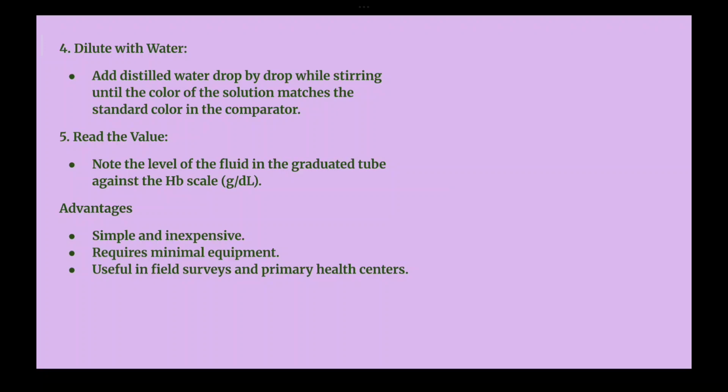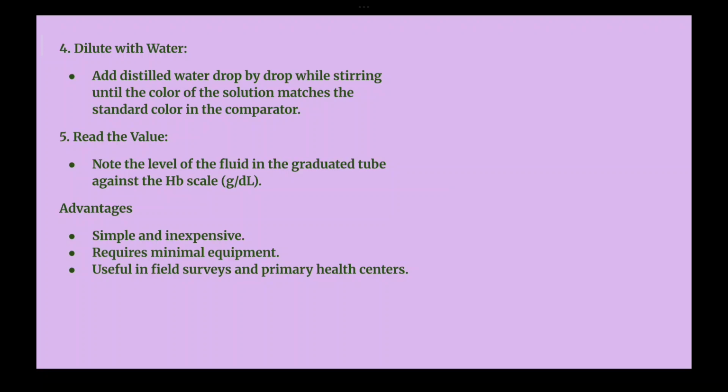Once there is a standard color represented in the comparator, until you get the standard color, you're supposed to keep adding distilled water into the mixture of blood and 10 normal HCl solution. Once you obtain the standard color, compare the amount of liquid inside the graduated tube. The level the fluid is at is the estimation of how much hemoglobin is present in the patient's blood.